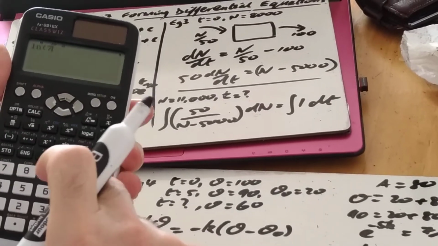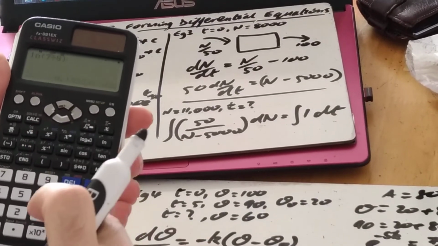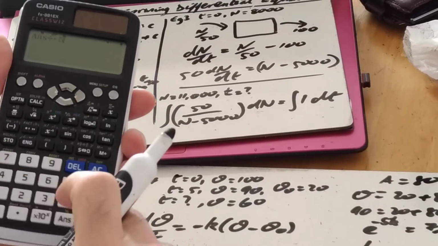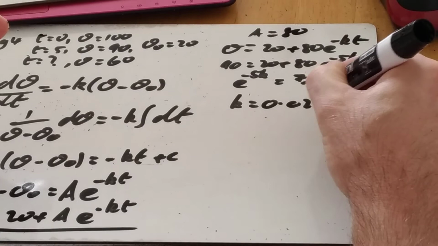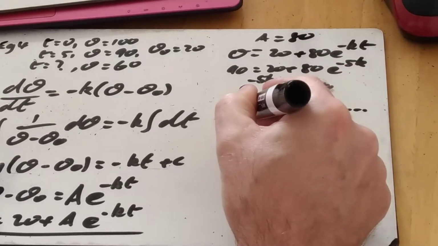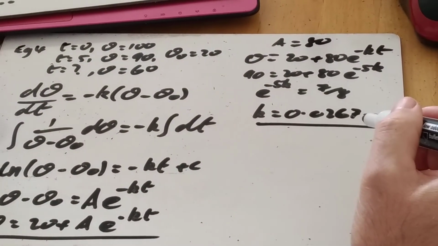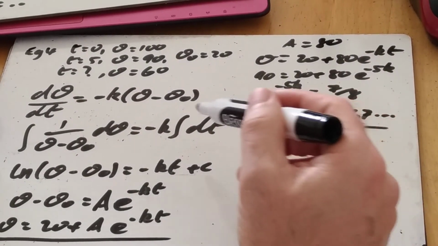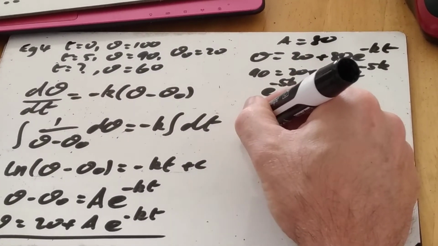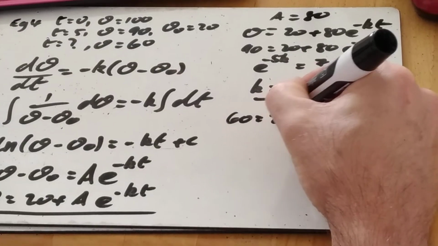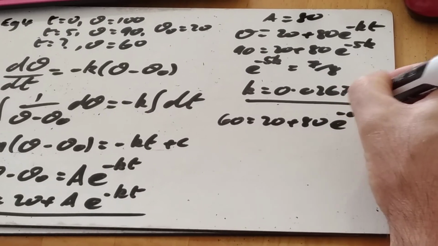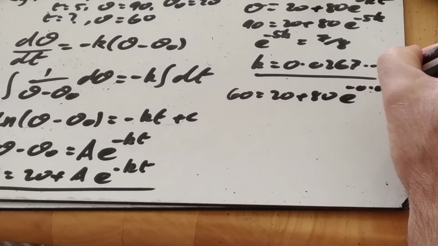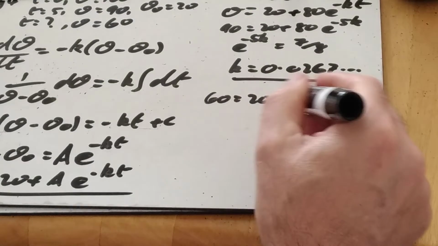So let's see what I do. So I get ln 7 divided by 8, close brackets, equals, and divide by minus 5 to get a positive there, 0.0267 dot dot dot. And then use that information to find when theta's 60 degrees. So 60 equals 20 plus 80 e to the minus 0.0267 times whatever t. 40 over 80 is a half.